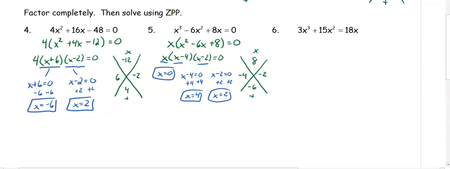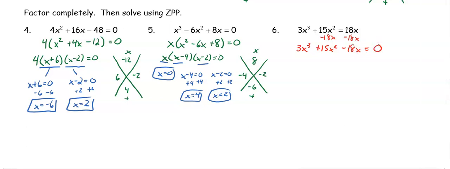Our last problem is not set equal to 0. So first thing we have to do is move that 18x over. So we're going to subtract 18x from both sides. And we get 3x cubed plus 15x squared minus 18x is equal to 0. So in order to become an x squared, we need to divide everything by 3 and decrease our x's.